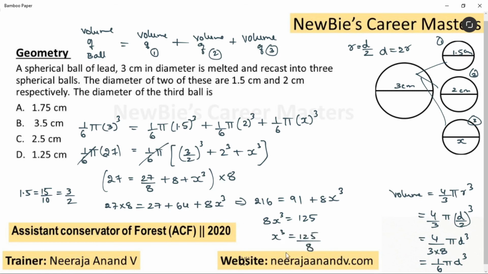Both are cube numbers. It's very simple now. So x value, what is cube root of 125? 5. Superb. Then what is the cube root of 8? 2. That's it. See, we got the x value. Values are in decimals, so let's reduce this further. 5 by 2 is exactly equal to 2.5. Option C is the answer for this question.